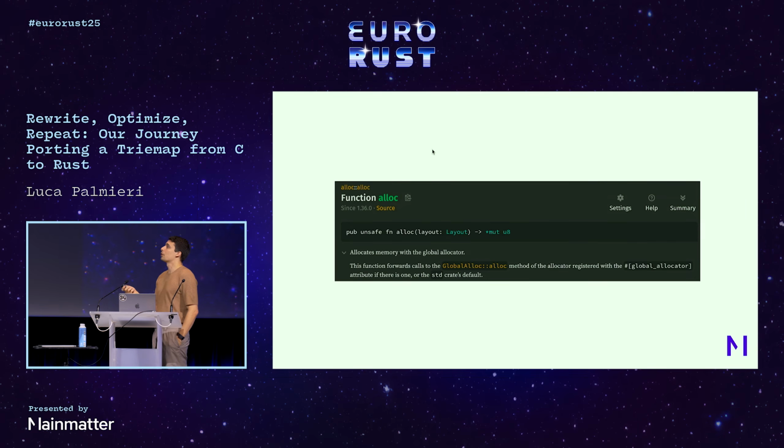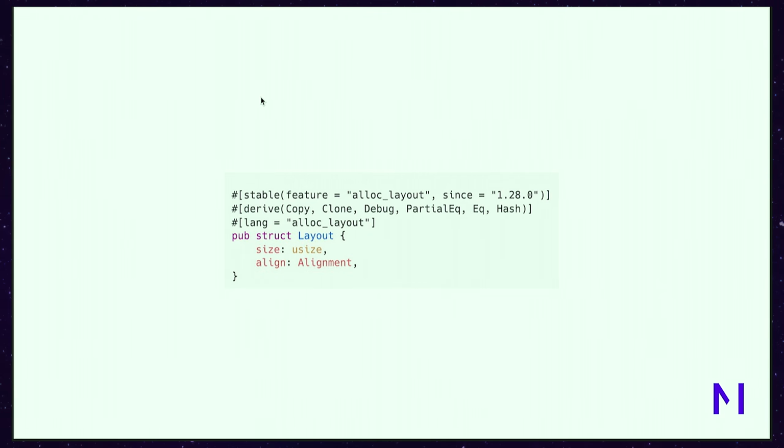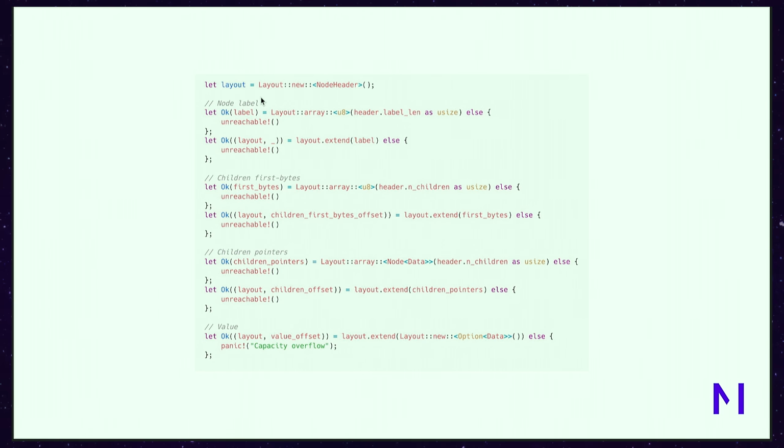Let's start from the definition of alloc. Alloc is what we would use to put some memory on the heap using the global allocator. It expects a layout and gives you back a raw pointer. The layout is going to contain the size and the alignment, being a power of 2. Layout, beyond containing those two pieces of information, also has a bunch of interesting methods to actually compose manually the layout of a type.